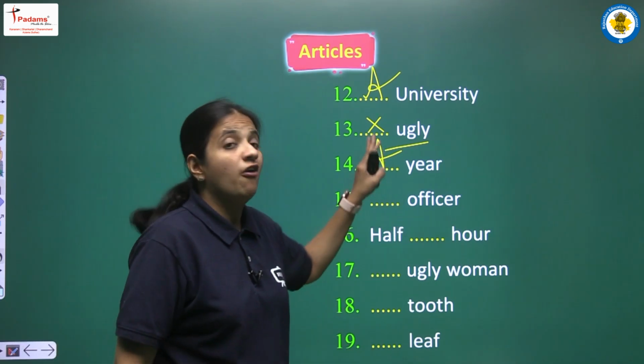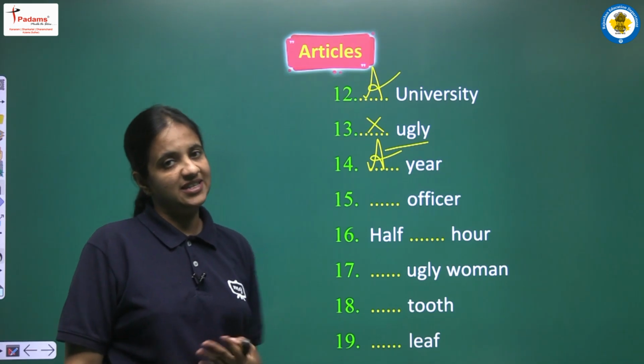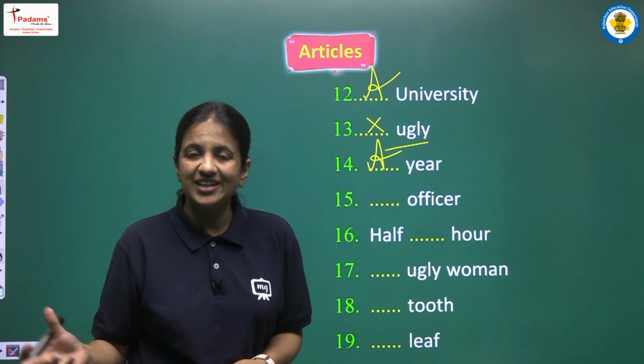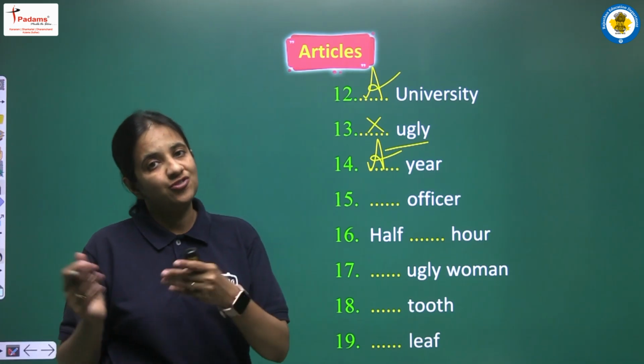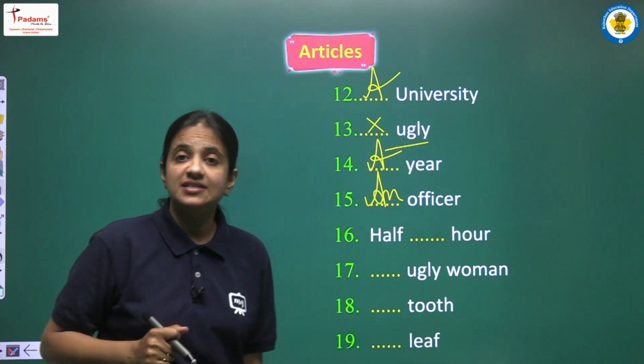Next we are having officer. So next we can see again the sound, the pronunciation. So we are having officer, that is the O sound in the beginning. So O, it's a vowel sound. So for that we have to write N. So it will be an officer.